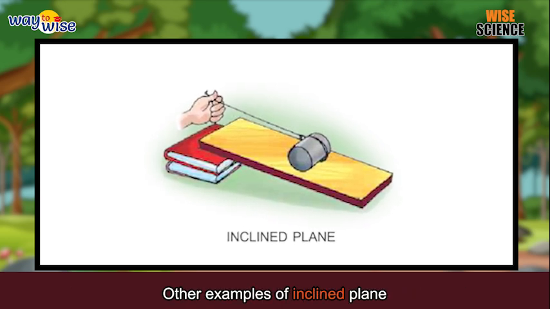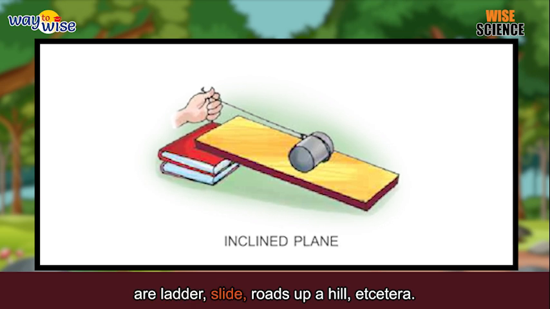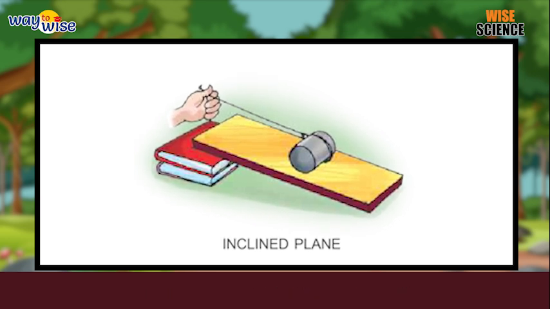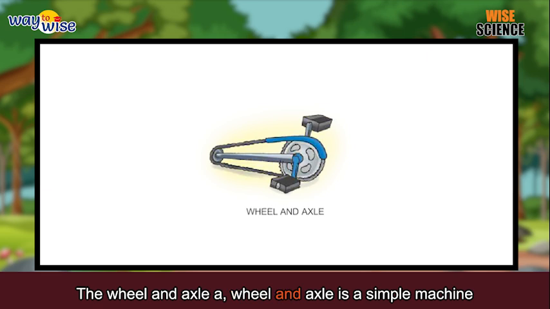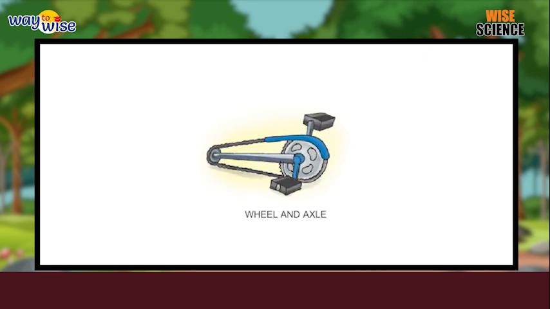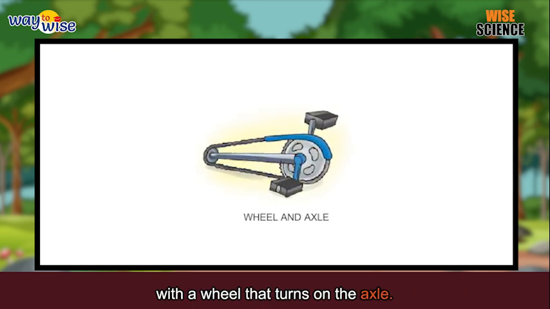Other examples of inclined plane are ladder, slide, roads up a hill, etc. The wheel and axle. A wheel and axle is a simple machine with a wheel that turns on the axle.